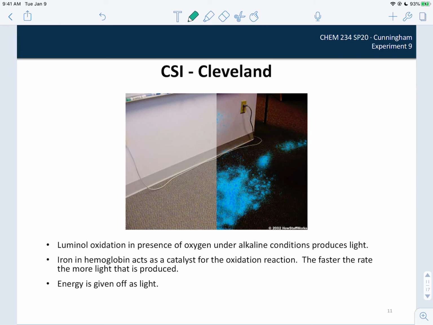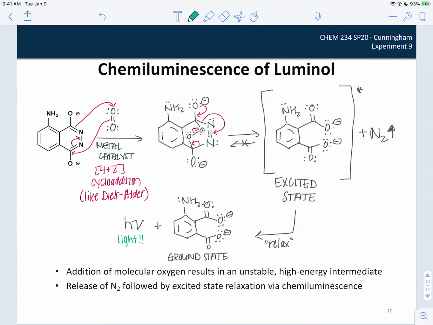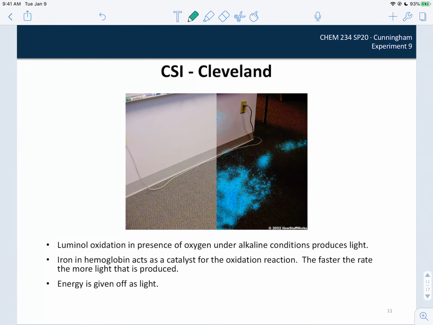So if you remember when we talked about that reaction between our dye anion and O2, we have a metal catalyst, and the iron in our blood can act as that metal catalyst. And so the faster the rate, the more light that is produced during this reaction. That energy is given off as light.